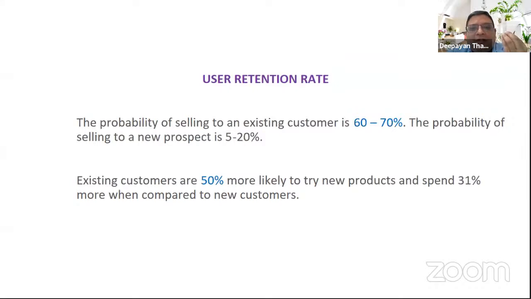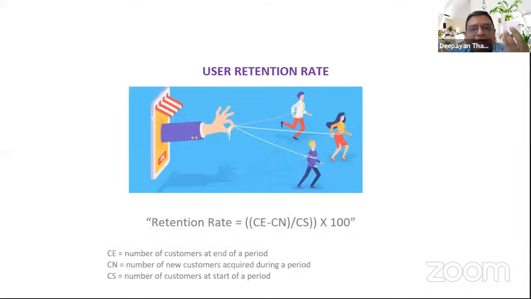So nobody wants to let go of the customers they already have, because the acquisition cost of any customer is significantly huge, as you all know. So there's a simple math around that, how you calculate the retention rate. For example, if you have 100 users at the beginning of the month, and let's say you acquire 20 people by the end of the month, so let's say that's 120.